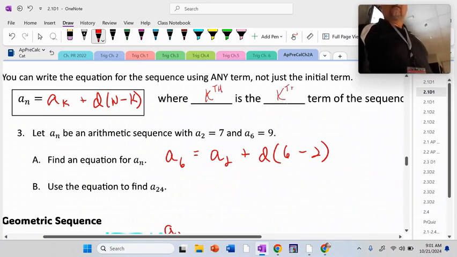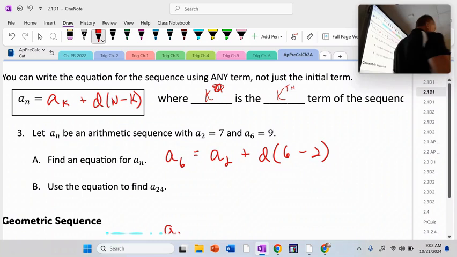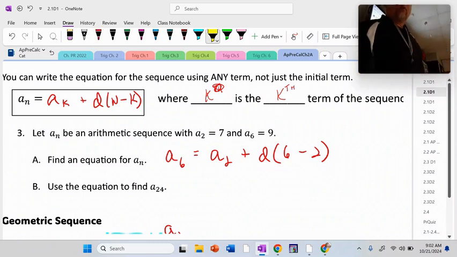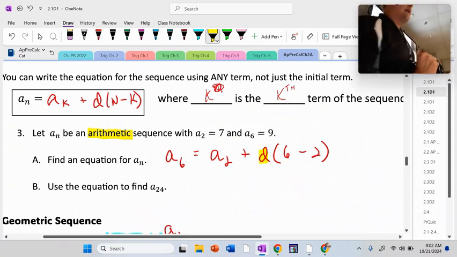Oh, that was supposed to be kth. And I don't know if that really works out for here. I want you to understand how I came up with this, what I have down here. Very simple concept. How far, and by the way, it's arithmetic, so you have to read the questions. It's an arithmetic sequence, so that means there's a common difference.